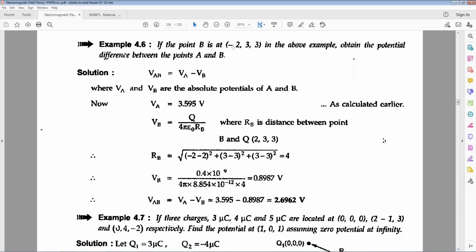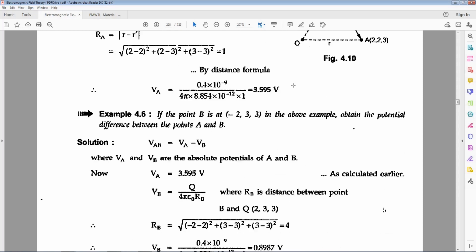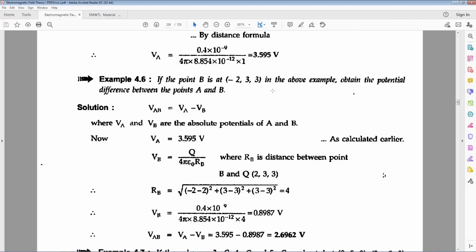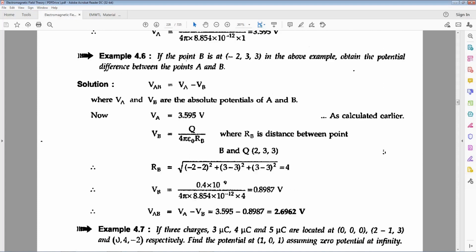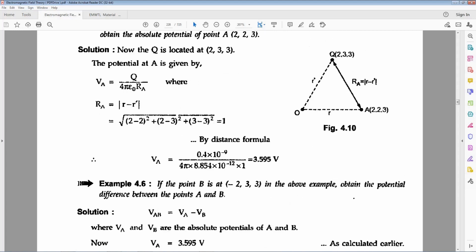Coming to the next example. If point B is at minus 2, 3, 3 in the above example, find the potential difference between points A and B. Now, I told you that VAB is equal to VA minus VB. VA we already found as 3.595, and now we can find VB. What is VB? Q by 4 pi epsilon naught RB. B is now given as 2, 3, 3. In the previous example, A was 2, 2.